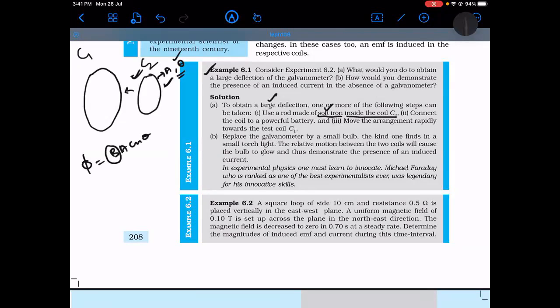Second, you can increase the value of current flowing through the electromagnet. But for you to increase the current flowing through the electromagnet, you obviously need a stronger battery. So we need to connect the coil to a powerful battery. Or the third one is to move the arrangement rapidly towards the coil C1. I told you, when I move it fast, the glow is more. When I move it slow, the glow is less. So in this scenario, motion is also an important thing. You can control the motion by making it move fast.